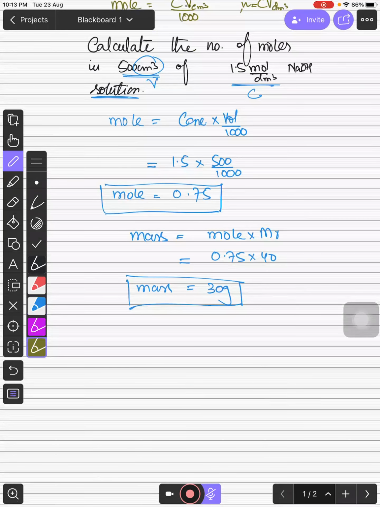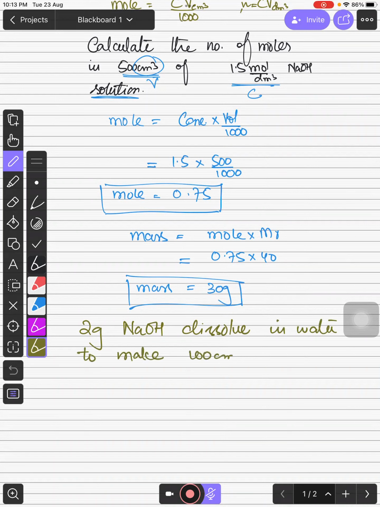और फॉर एग्जाम्पल मैं आपको इसका उल्टा दे दूंगा तो आप वो भी कर सकते हो. आप देखो, for example if I give you 2 gram NaOH dissolved in water to make 100 centimeter cube of solution. Now I ask for what? I ask for concentration. So you can do this.